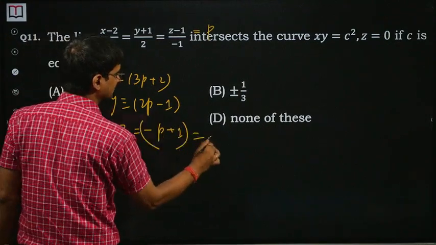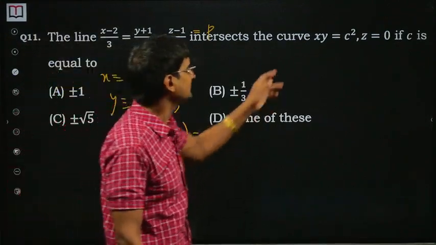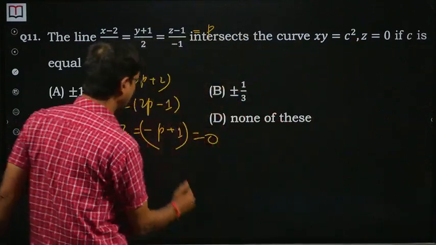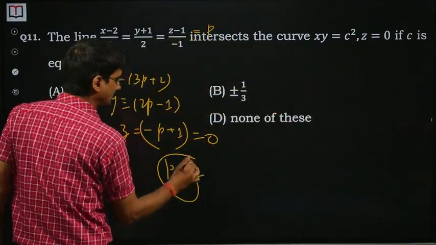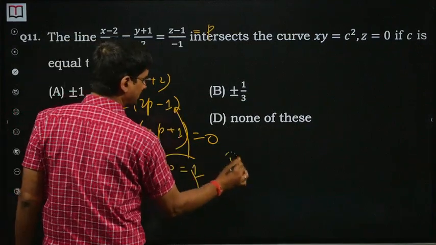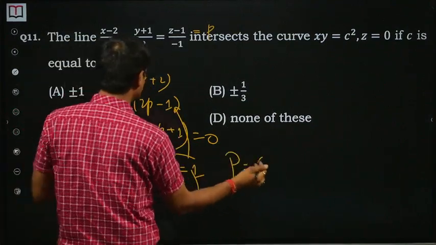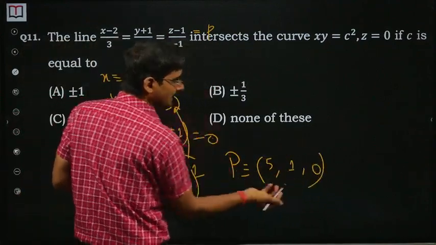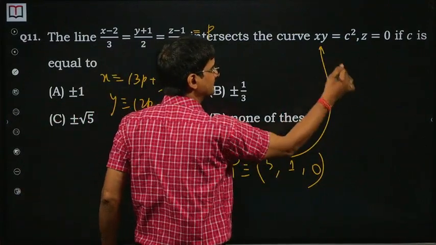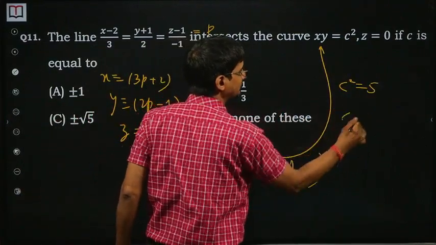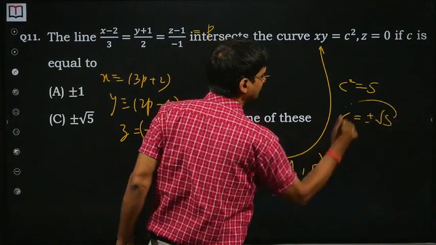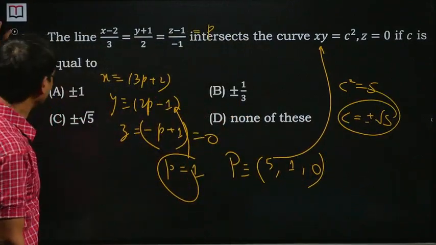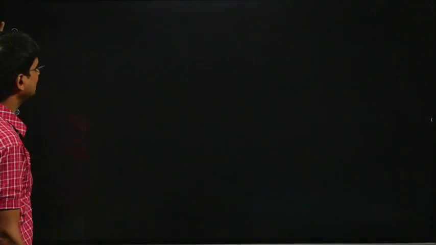Now this is 0. Why? Because if it has to intersect this curve, z has to be 0. So we directly get p is equal to 1. So the point of intersection is, put p equals 1 here, it's 5, put p equals 1 here, 1, and this is 0. Since it's a point of intersection, it should satisfy the curve. So c square is 5, so c is equal to plus minus root 5. That's it. So I think c is the answer.